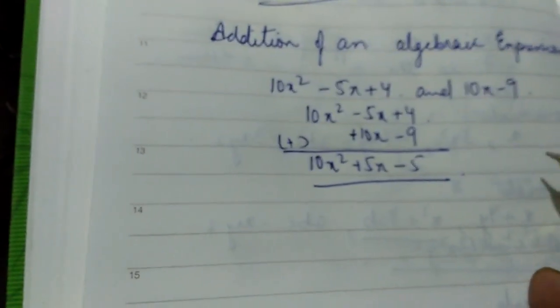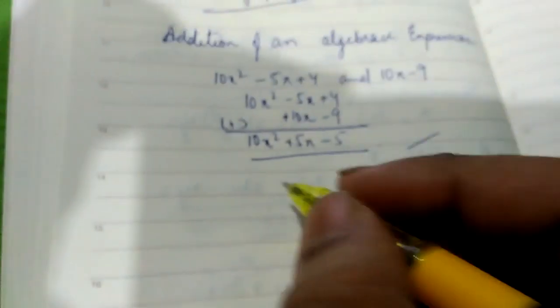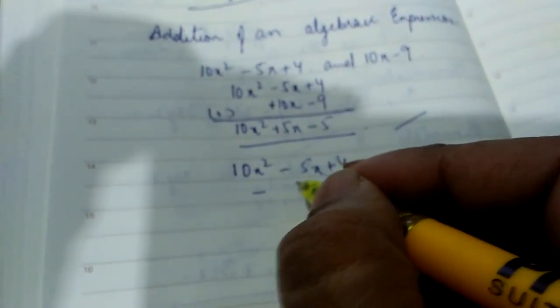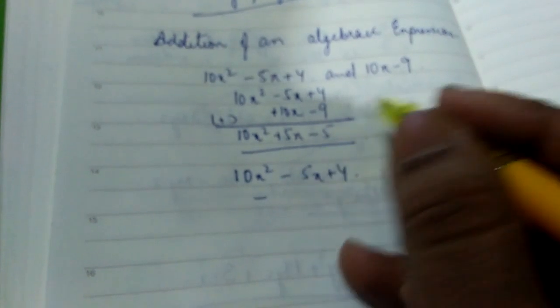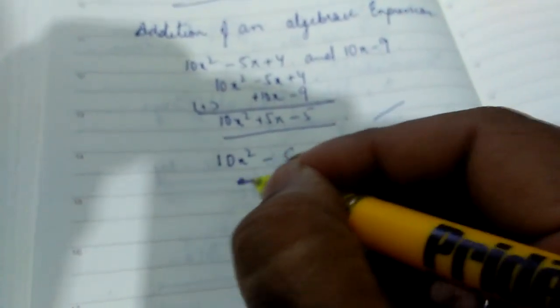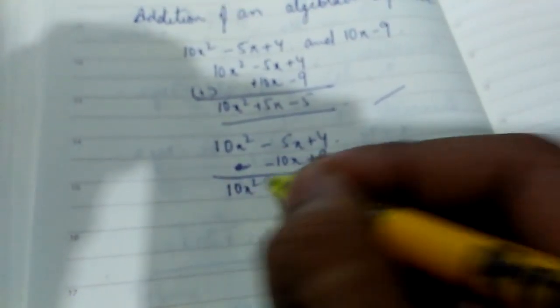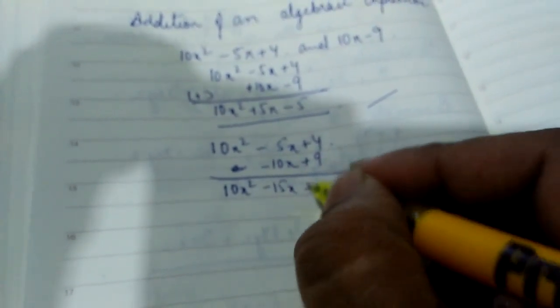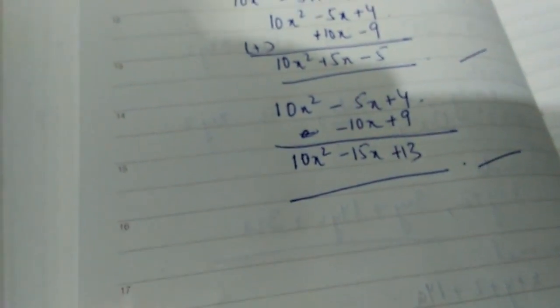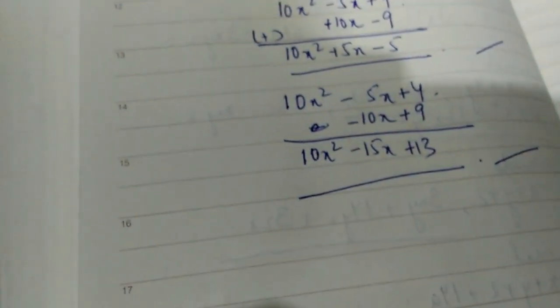Now if we are asked to subtract the same thing, this is how it is going to be. Write the first expression on the first row and write the second expression. Here there is a negative sign, so you can incorporate it while you are bringing it down. So plus 10x will become minus 10x, minus 9 is going to become plus 9, and then 10x square minus 15x plus 13 is going to be your answer. Alright, so we can do certain examples on the basis of this.